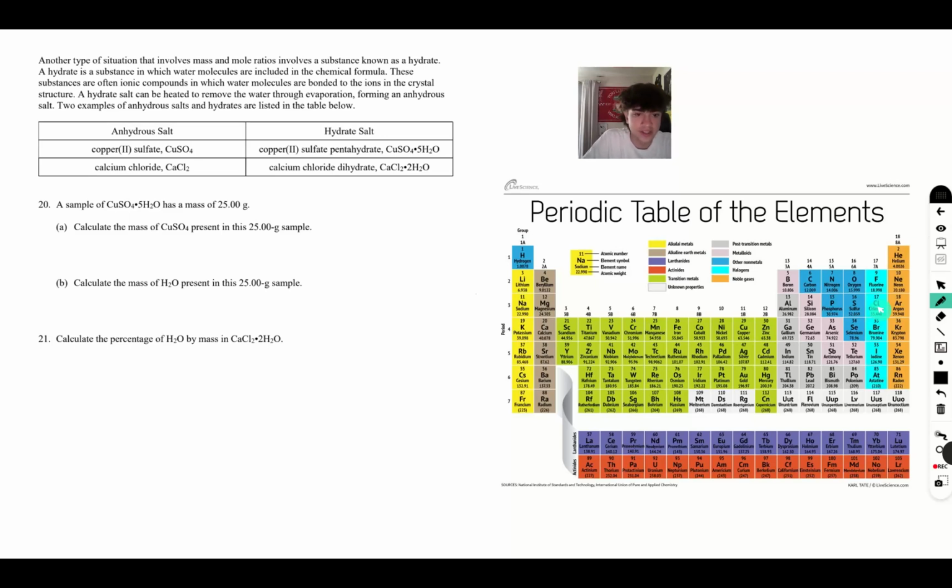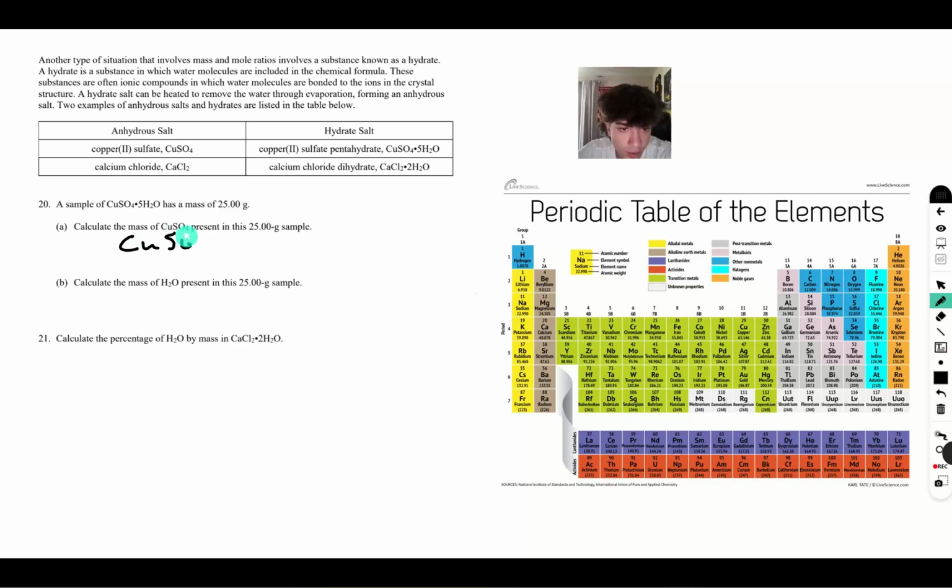Question 20 asks us to calculate the mass of CuSO4 present in this 25-gram sample of CuSO4 times 5H2O. So the way you're going to do this is by finding the percent composition and multiplying by 25. The percent composition of this is going to be CuSO4 over the entire thing, CuSO4 plus 5H2O. Keep in mind that that dot does not mean multiplying, it is still addition. That's just the hydrate notation.